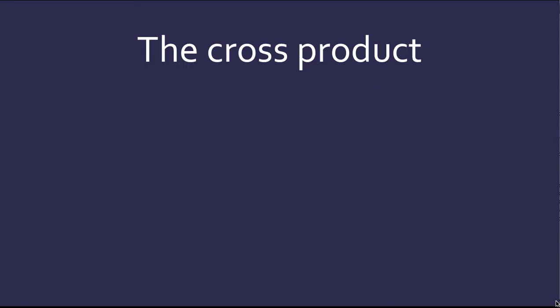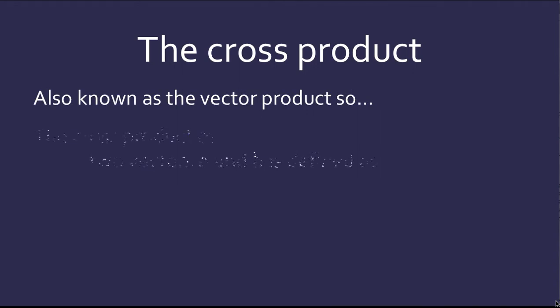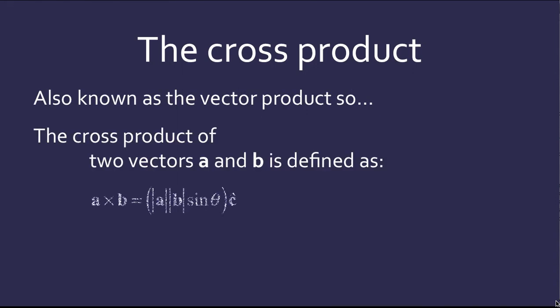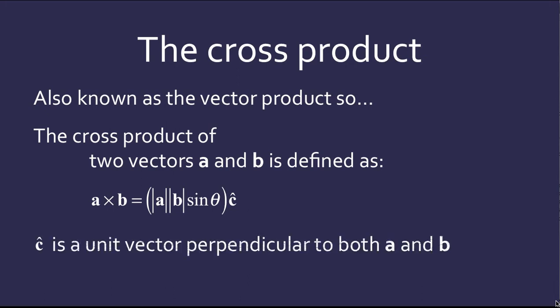The cross product is also known as the vector product, which really emphasizes the fact that the cross product is itself a vector. Although we have already defined the magnitude of the cross product, that is all we've defined. The cross product is actually defined as the magnitude we defined earlier multiplied by a unit vector c. This unit vector c is defined so that it is perpendicular to both A and B. Before moving on any further, I need to talk a little bit more about this unit vector c.